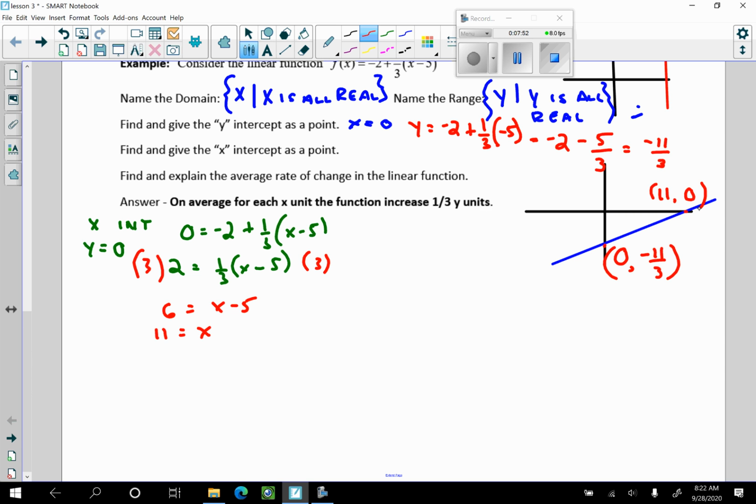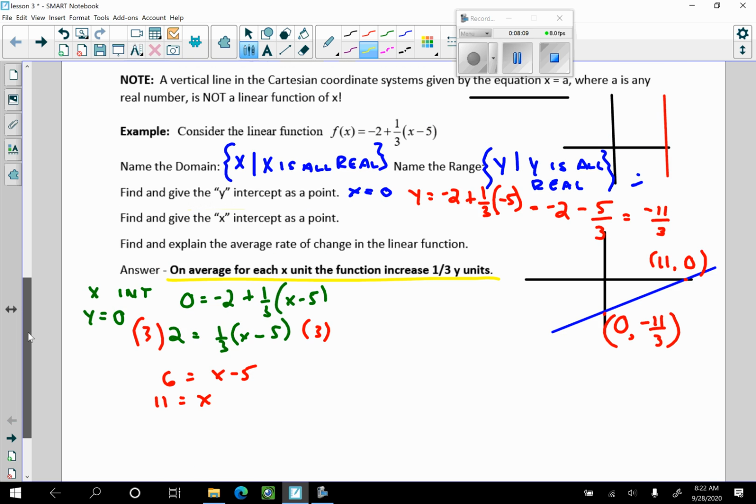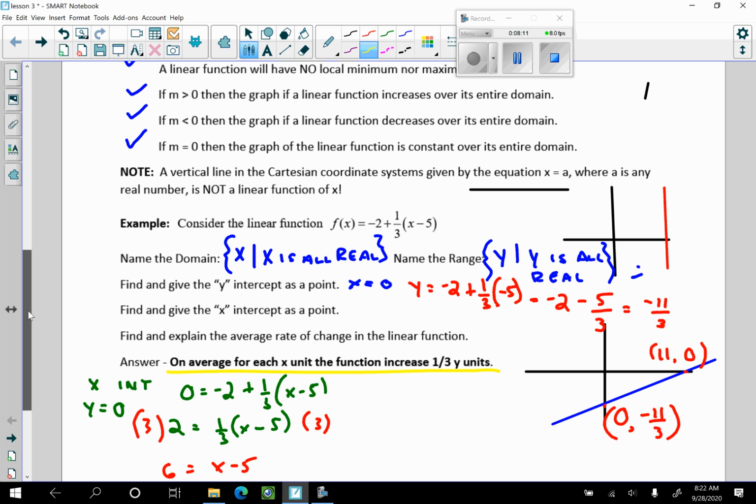Find and explain the average rate of change of the linear function, and I have this one given for you. On average, for each x unit, the function increases 1/3 y units. Okay, that was a function given in form 2, finding the x-intercept, y-intercept, domain, and range. Let's go to the next example here.